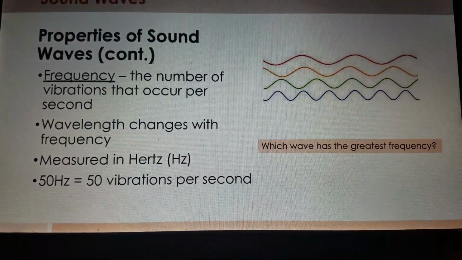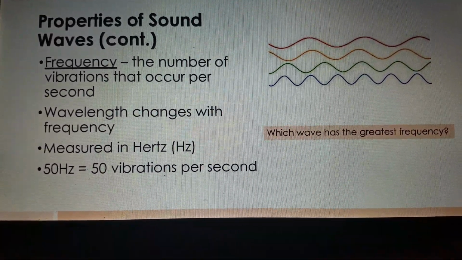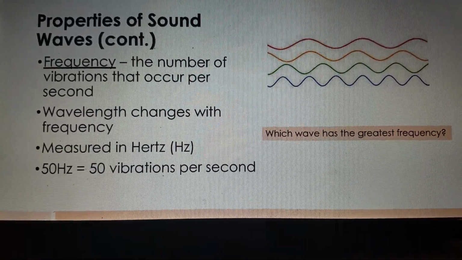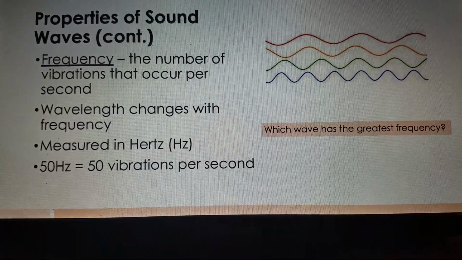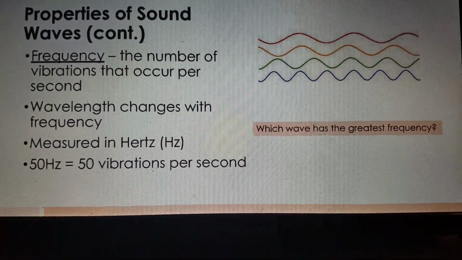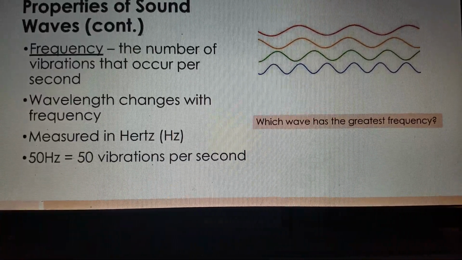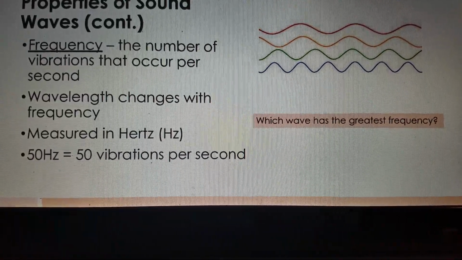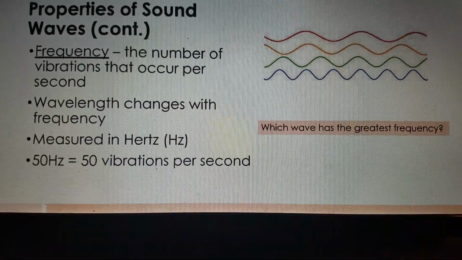So another property of sound waves is frequency. And frequency is the number of vibrations that occur per second. Wavelength changes with frequency. When you have a larger wavelength, you have a lower frequency. Short wavelengths give us high frequency waves. Frequency is measured in hertz.